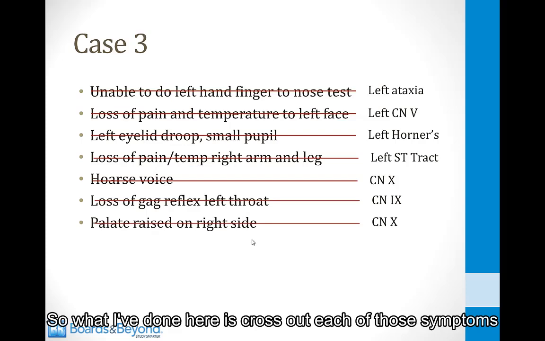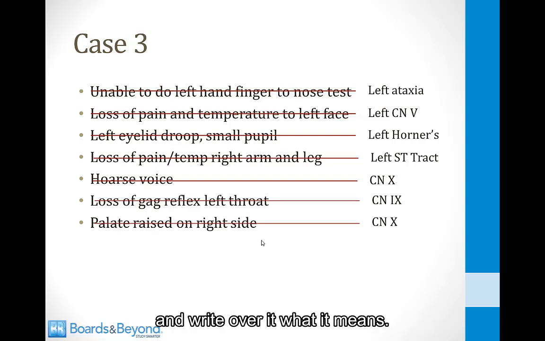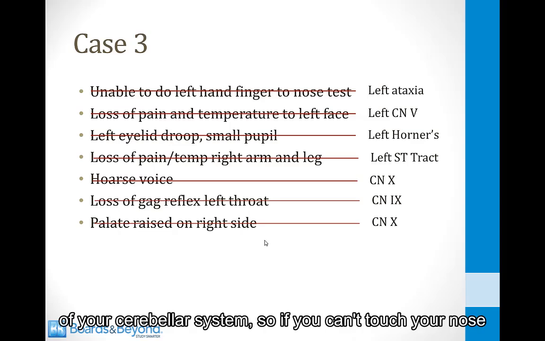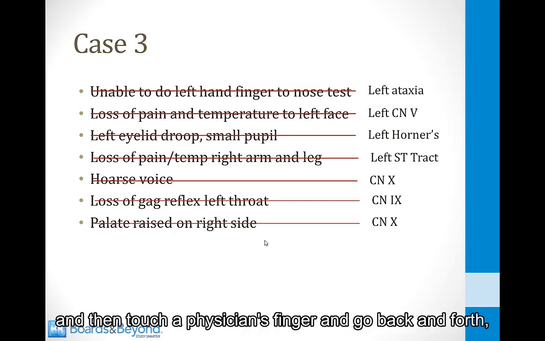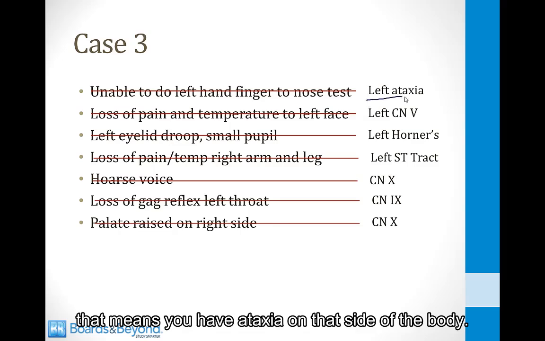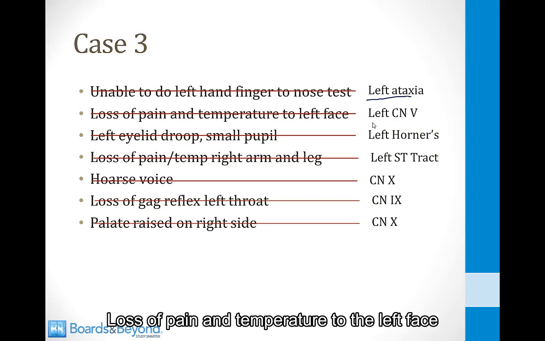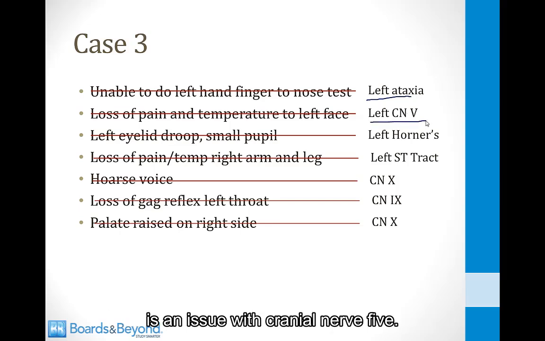So what I've done here is cross out each of those symptoms and write over it what it means. So the left hand finger to nose testing is a test of your cerebellar system. So if you can't touch your nose and then touch a physician's finger and go back and forth, that means you have ataxia on that side of the body. So that's left ataxia. Loss of pain and temperature to the left face is an issue with cranial nerve 5.